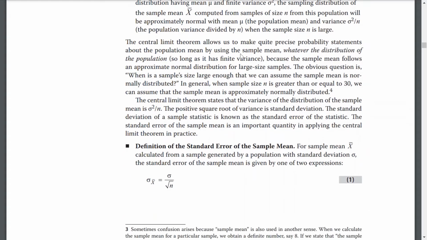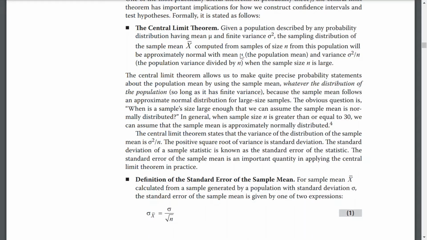The central limit theorem allows us to make quite precise probability statements about the population mean by using the sample mean, whatever the distribution of the population, as long as it has a finite variance. Because the sample mean follows the approximate normal distribution for large samples, the obvious question is: when is a sample size large enough that we can assume the sample mean is normally distributed? In general, when the sample size n is greater than or equal to 30, we can assume that the sample mean is approximately normally distributed.